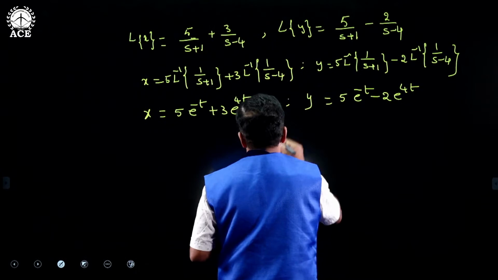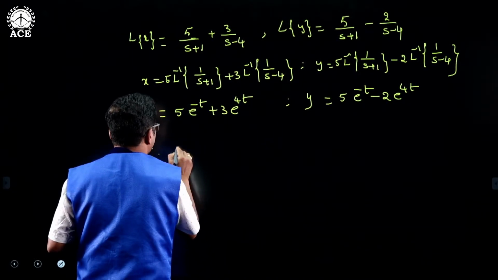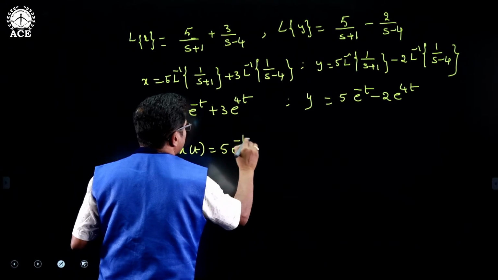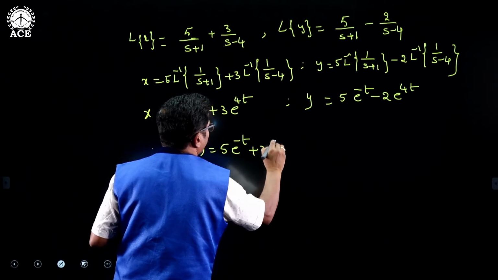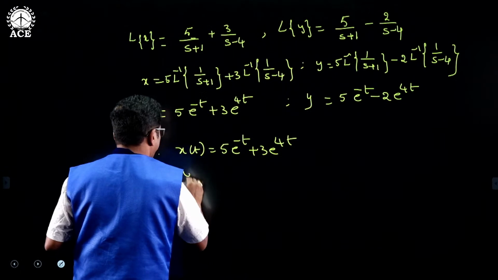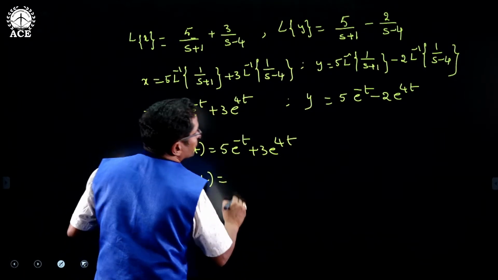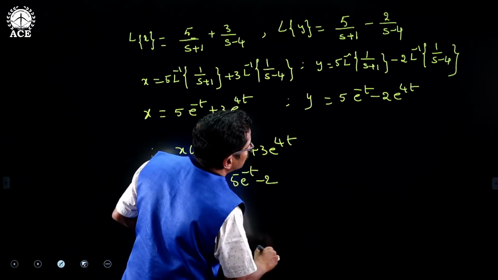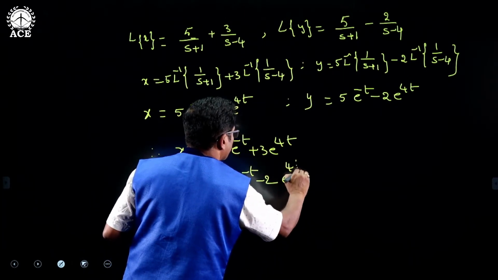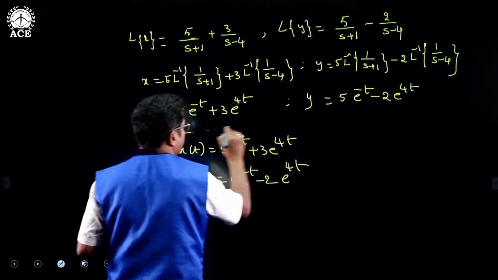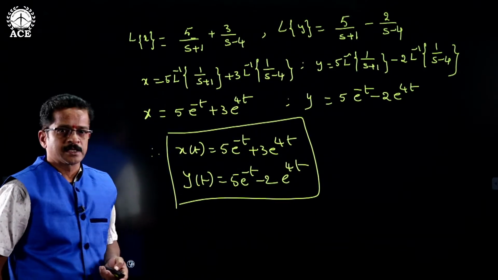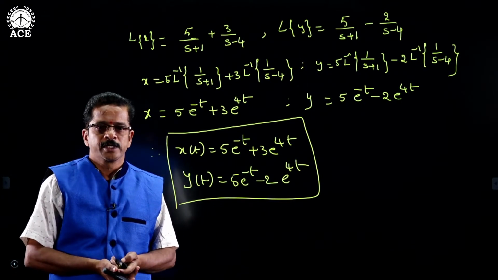This is y. So therefore x of t is equal to 5 into e power minus t plus 3 into e power 4t, and y of t equals 5 into e power minus t minus 2 into e power 4t. So these are the solutions of the given simultaneous differential equations. Okay, so with this the Laplace transform unit is completed.